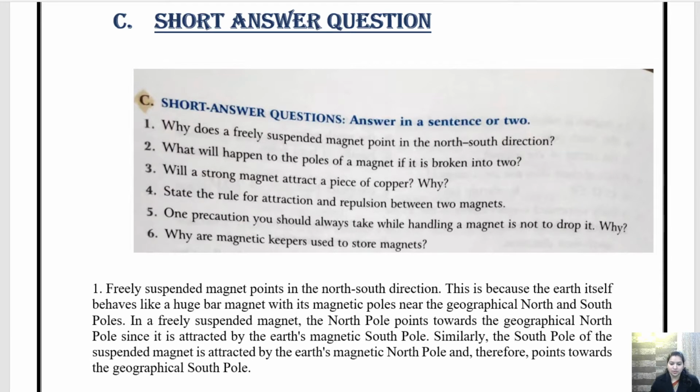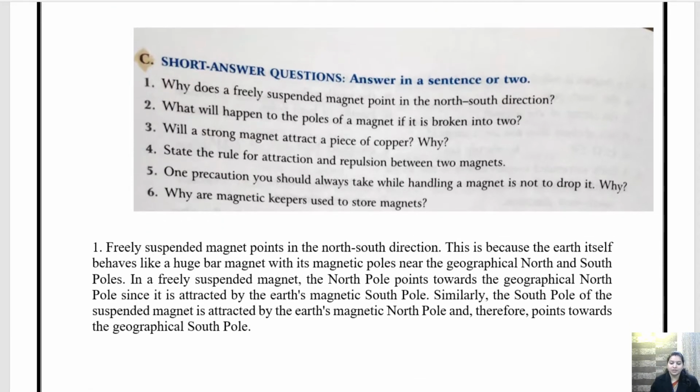Short answer question, question number 1. Why does a freely suspended magnet point in north and south direction? Children, we already know that whenever we suspend a magnet freely, it always points towards north and south direction. Isn't it? Now, what is the reason behind it?